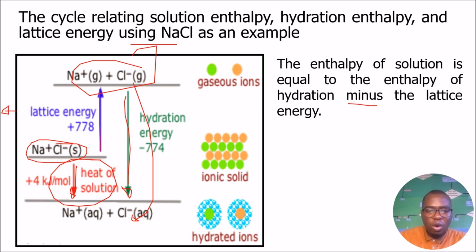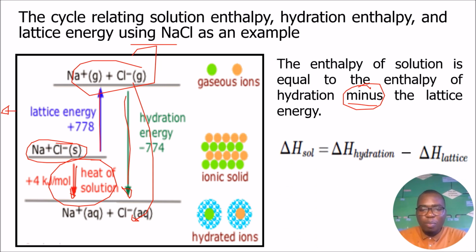Because these two arrows are facing in different directions, that's why we have a minus sign here. So in conclusion, we will come up with a formula that will be used in our calculations: enthalpy of solution will be given by enthalpy of hydration minus the lattice energy, or just lattice energy. So this is how our formula will be used in our calculations.